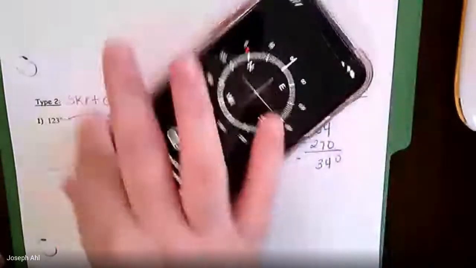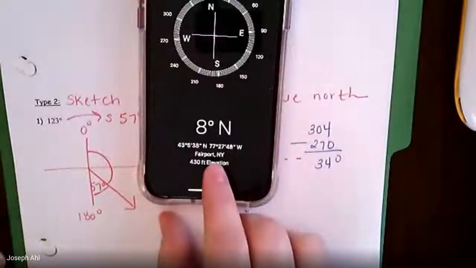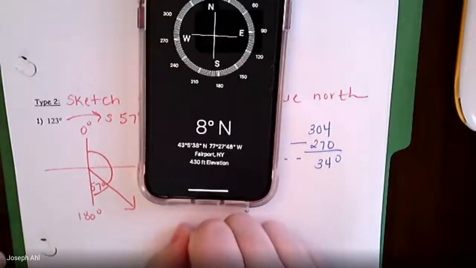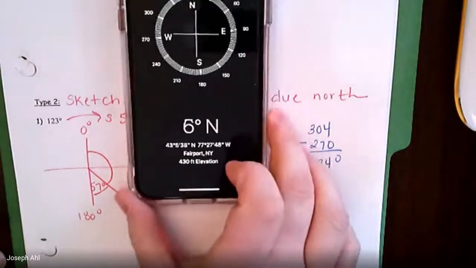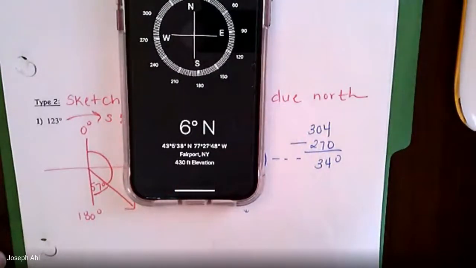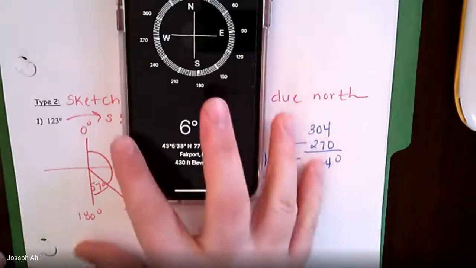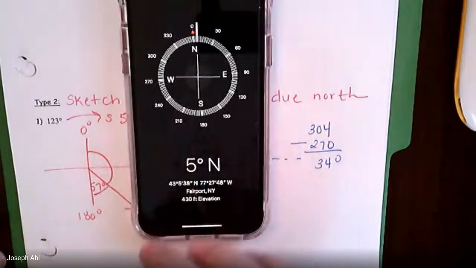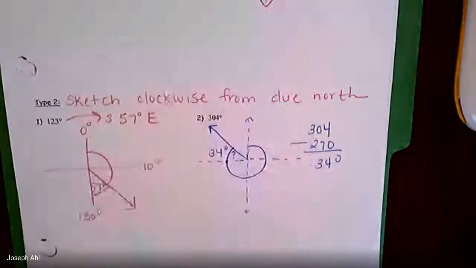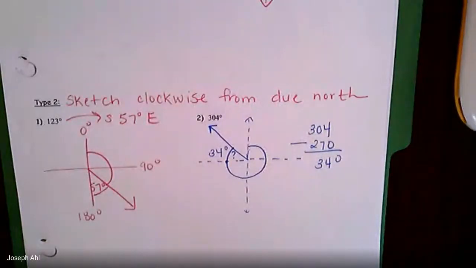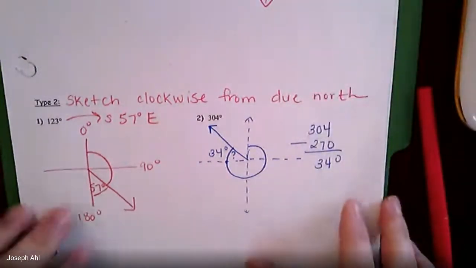And it even tells you the location of Fairport, New York in degrees, minutes, and seconds. How awesome is that? So, we talked about degrees, minutes, and seconds. All that's there for us. We're apparently at a 430-foot elevation. Cool stuff going on in this compass app. So check that out on your phone. See, based on where you're sitting in your house or what direction your house faces, maybe what bearing your house is at.